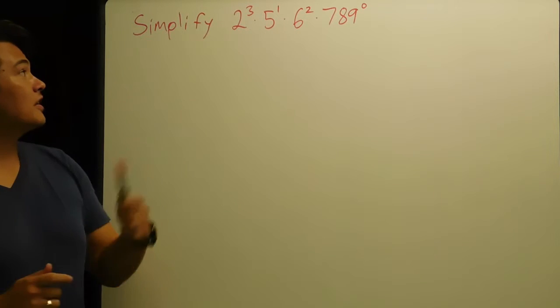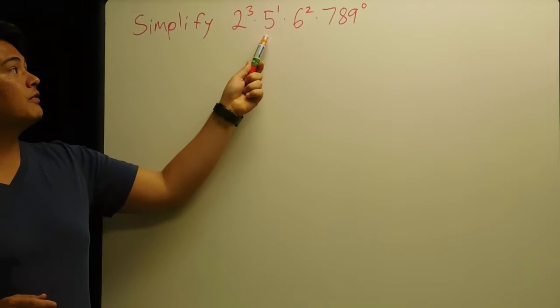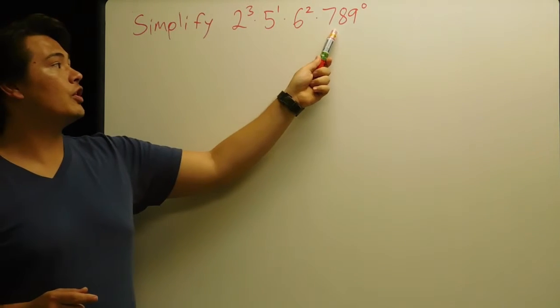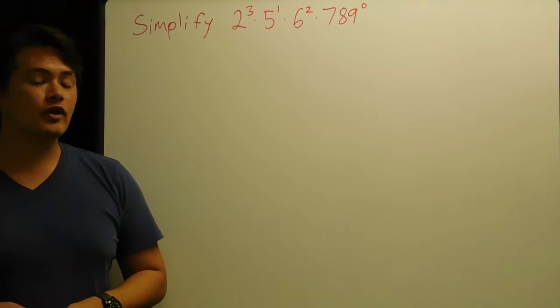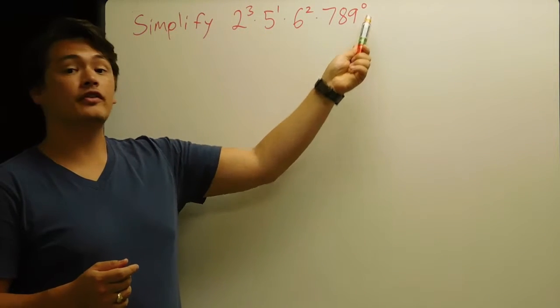This question is asking, simplify 2 to the third power times 5 to the first power times 6 to the second power times 789 to the 0 power. Now before we start this problem, let's first understand a number raised to the 0 power.